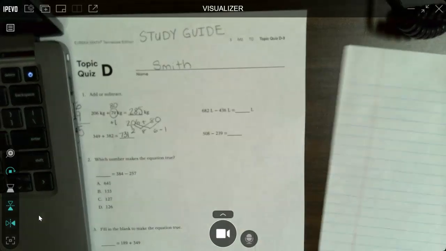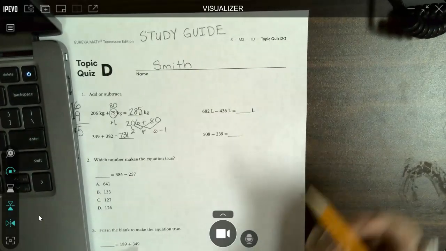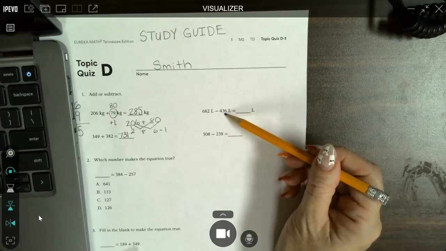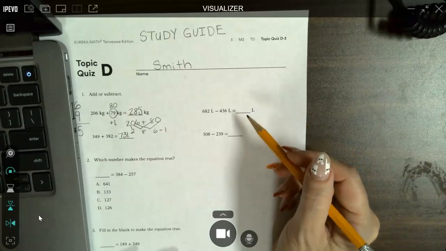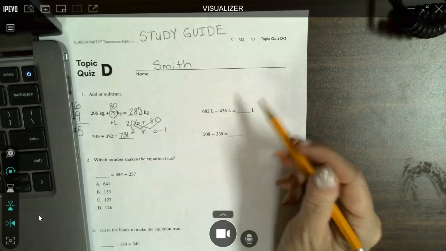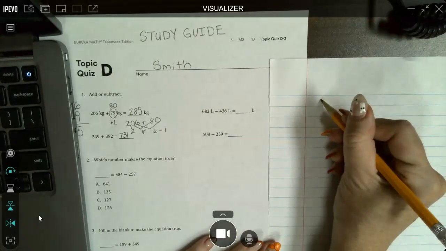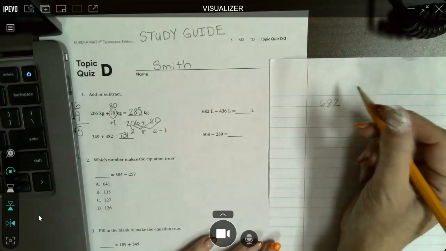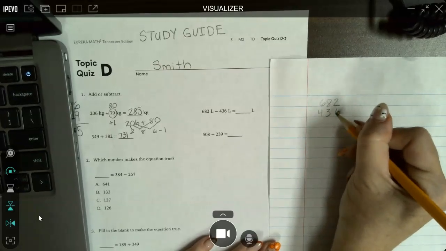All right, looking at our first equation, we have 682, and we need to take away 436. Okay, one way we can obviously do this is by drawing place value, and I'll show that one first here. We are going to write it in the traditional form, so in vertical form, lining up our hundreds, our tens, and our ones.